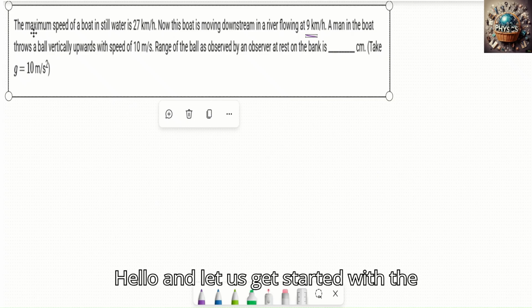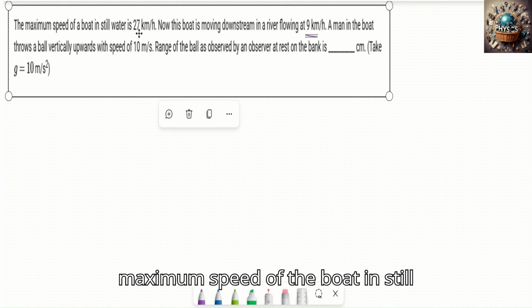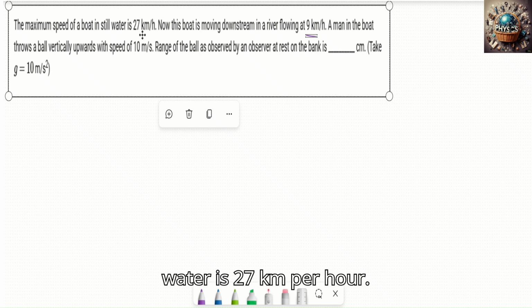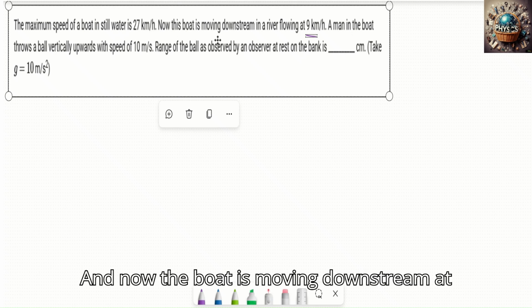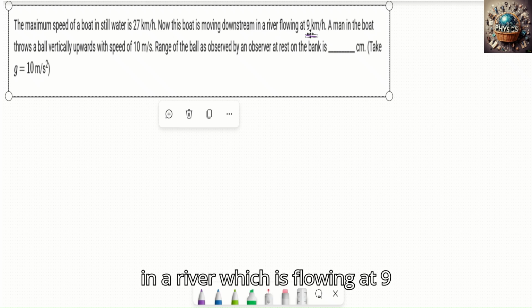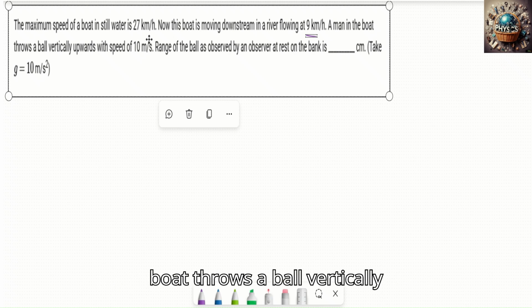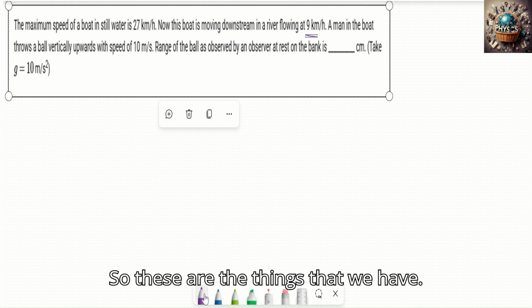Hello, and let's get started with the next problem that says that the maximum speed of the boat in still water is 27 km per hour, and now the boat is moving downstream in a river which is flowing at 9 km per hour. The man inside the boat throws a ball vertically upward with 10 meter per second. Okay, so let's try to draw this. So these are the things that we have.